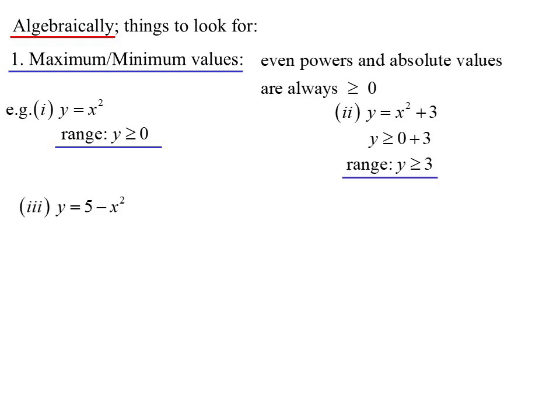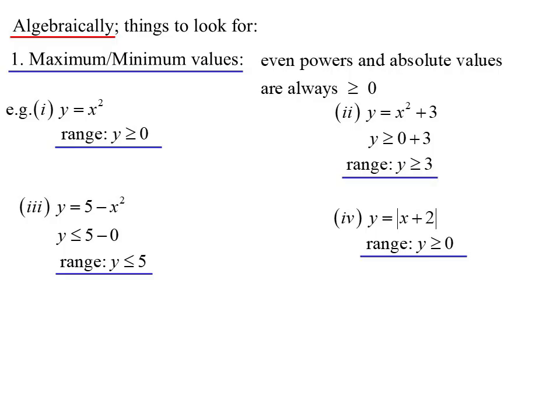We get our range. 5 minus x squared. Well, x squared has to be greater than or equal to 0. Therefore, minus x squared has to be less than or equal to 0. So we're going to be less than or equal to 5 minus 0, 5. Absolute value, but the same idea again, that has to be greater than or equal to 0, because absolute value of something is always going to be positive. So looking for those sorts of things. Y equals absolute value of x plus 2 minus 5. That one's got to be greater than or equal to 0 minus 5.